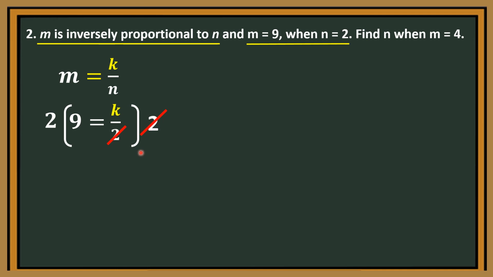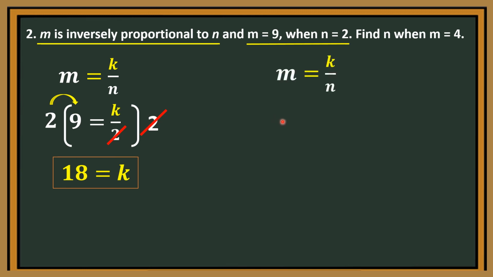On the right side, what remains is k. Multiply 2 and 9, so that is 18. Therefore, k is equal to 18. So since we already have k or the constant, therefore, we can find now the value of n. Let us use the original equation. So m is equal to k over n. M is 4, k is 18, so we do not have n.